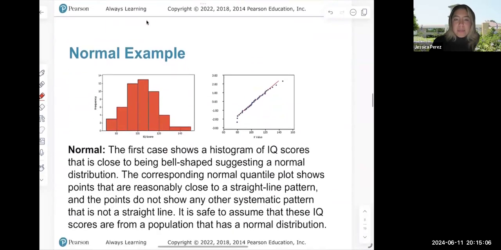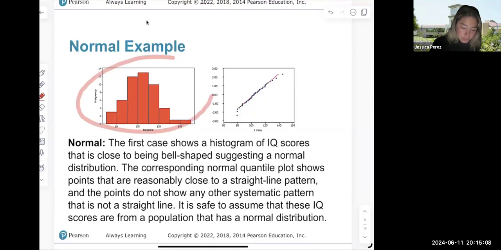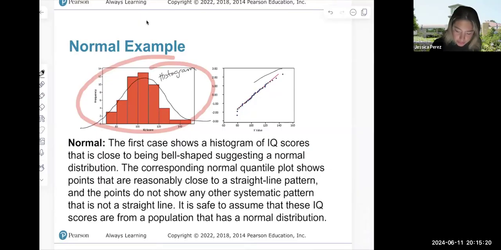So what are some examples? Look at the graph. This is a histogram, a frequency histogram. That looks normal, does it not? It follows this bell shape. And this is also normal because it shows a systematic pattern represented by a straight line.